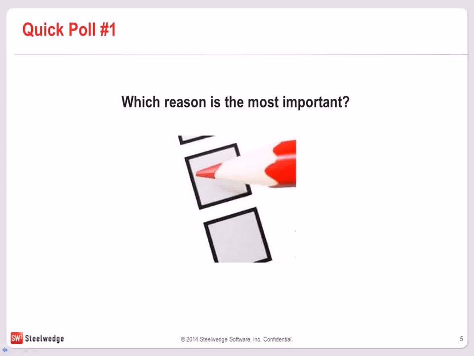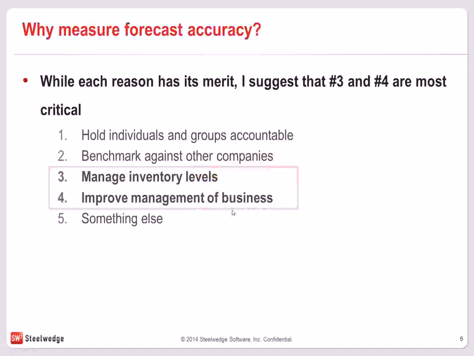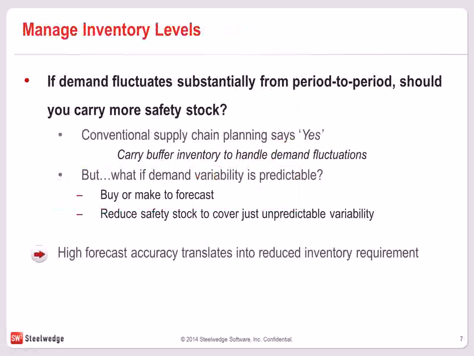Heavily showing how improving the business is important, and I'm pleased to see that because the way I look at it is very similar. I think that if I were to pick, I'm cheating to some degree. I'm picking two of them, and that would be managing inventory levels and improving the management of business. So I'd like to take just a couple minutes here and dig into each of those areas.